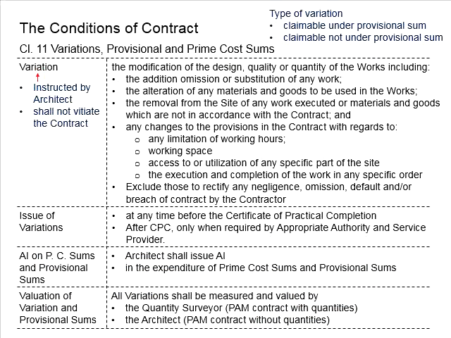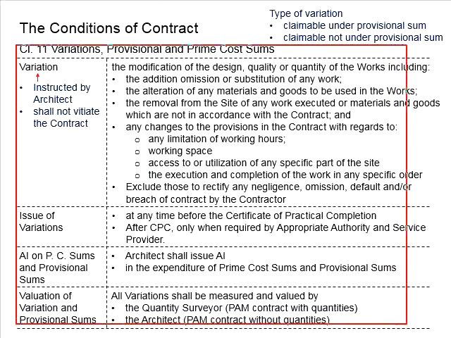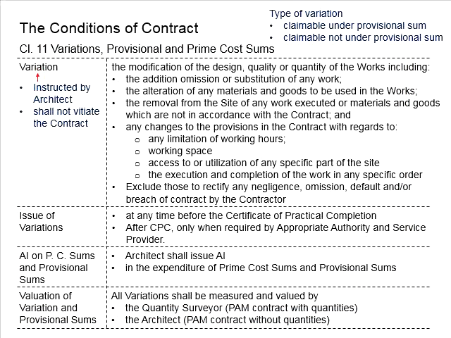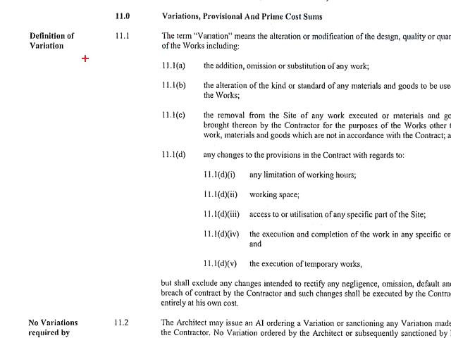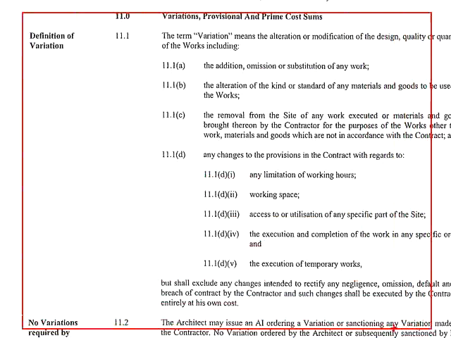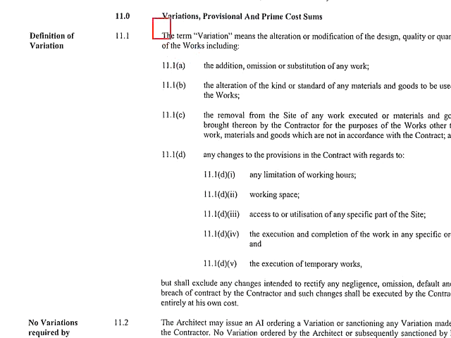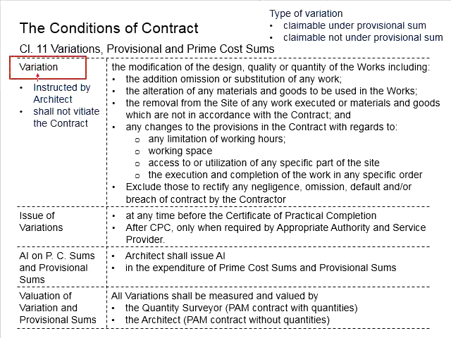Now that we have some basic ideas regarding those terminology, let us look into the statements as given in the clause. The slide here shows the simplifications for the information given in clause 11. For the full statement, you may refer to PAM Contract 2018. First, we talk about the definitions of the variations. It is basically the modifications of the design, quality or quantities of the work, including any of the followings.